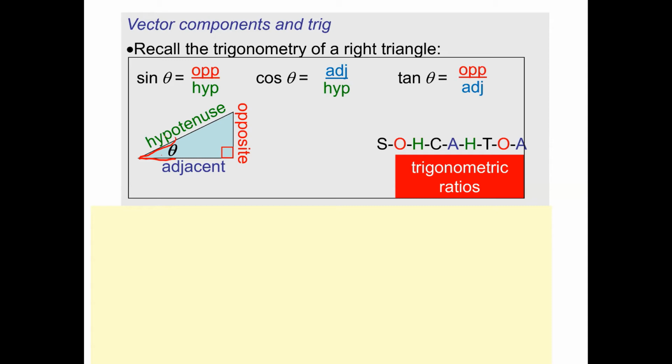Okay? And this is an important mnemonic that you do want to remember because it's not something I will give to you on exam. I expect you to know it, IB expects you to know it, so that if you're trying to find the sine of the angle or whatever the case may be, you know which of the sides it corresponds to.